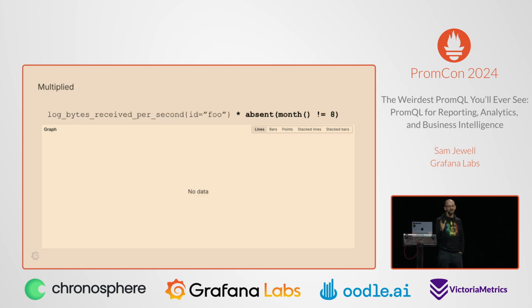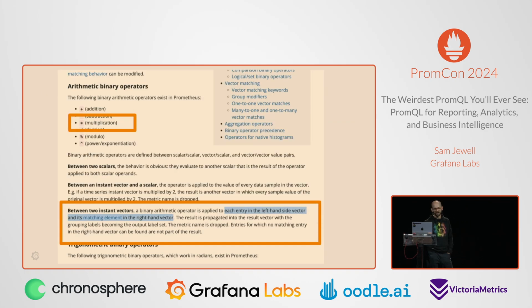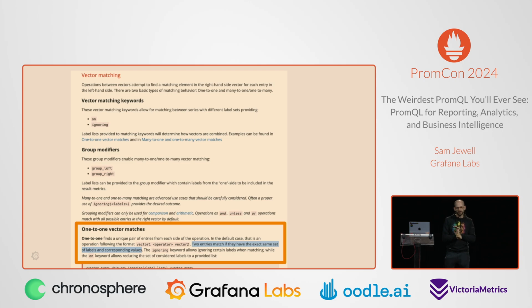And if we try to just multiply, we get no data. And if we check the docs, we see: binary operator between 2 instant vectors. The operator is applied to each entry in the left-hand side, and its matching element in the right-hand side. And what is a matching element? Well, for one-to-one vector matches, 2 entries match if they have the exact same set of labels.